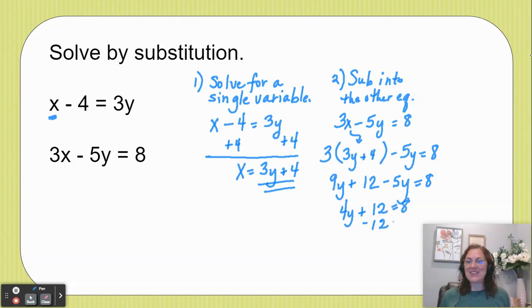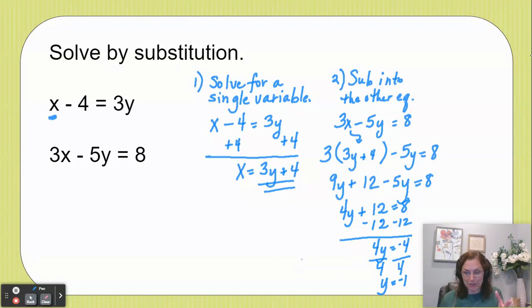All right, two-step equations. Let's subtract 12. So it gives me 4y equals negative 4. And then last step, divide both sides by 4. We get that y is negative 1. Now, friends, that was only step 2 because now we have half of the solution.